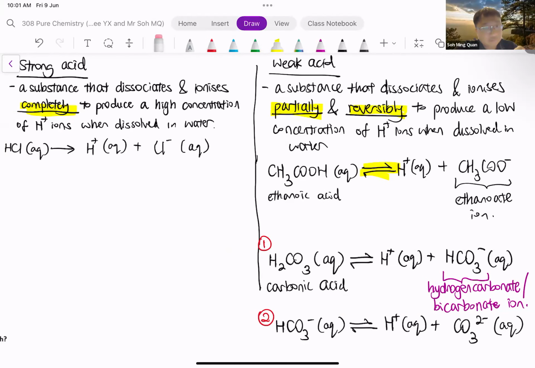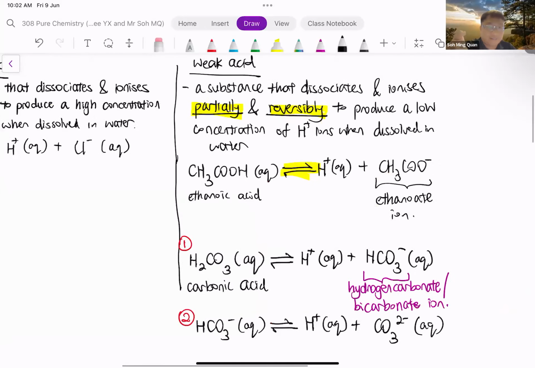The equations are balanced. All right, the equations are already balanced. Okay. Now, can we please focus on the weak acids?